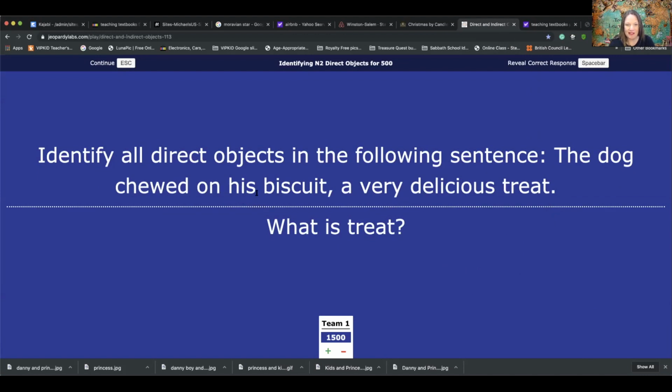Because if you said biscuit, why is it not biscuit? Biscuit is in a prepositional phrase. So it can't be the direct object. The dog chewed a very delicious treat. That was a tricky one. Did you get it or did you miss it? I don't know. I'm not going to do the points because I don't know.